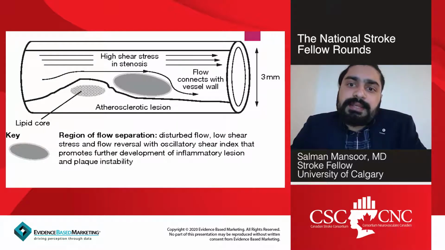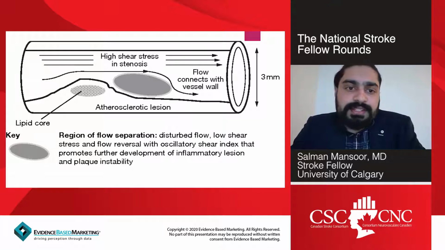This is a diagram which shows high shear stress at an area where there's a tightening, and as the tightening resolves, there's low shear stress in the vascular beds which follow. The lipid core in the vascular beds just adjacent to this high-grade arterial stenosis is more prone, due to the lower shear stress, which increases the apoptosis and the proliferation in these vascular beds and causes plaque formation.